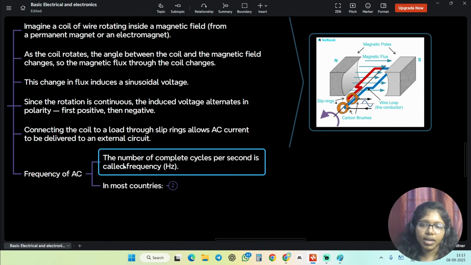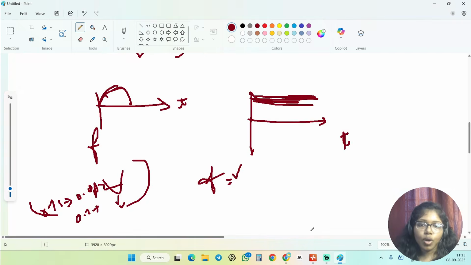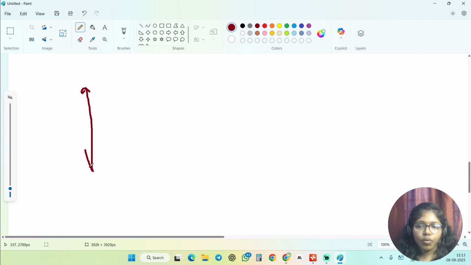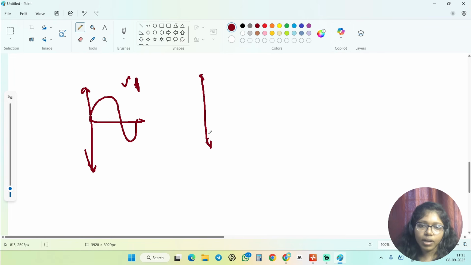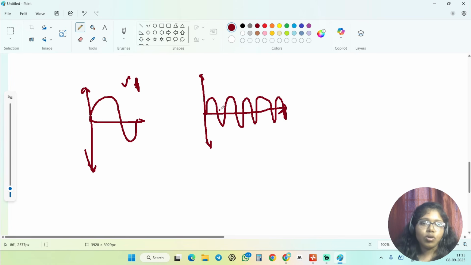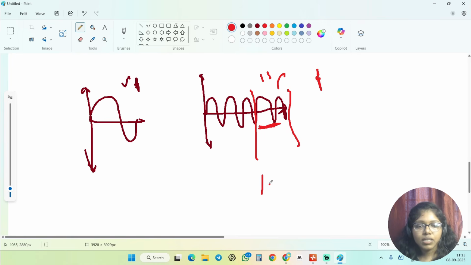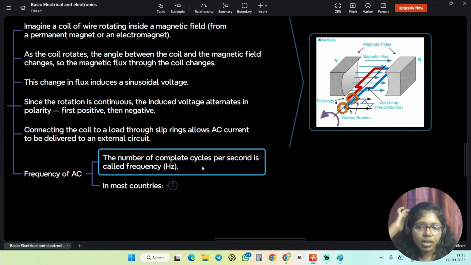Here it has been mentioned, guys: the number of complete cycles per second is called frequency. How are you going to calculate the frequency? Whenever your voltage keeps changing with respect to time, you consider the frequency value. But what frequency are you actually calculating? How many cycles. So consider this is your cycle. For one second, if you acquire 3 cycles, that is your frequency value. For the next second, you get 2 cycles, that is your frequency. So for each second, how many cycles you are getting, that is considered the frequency.